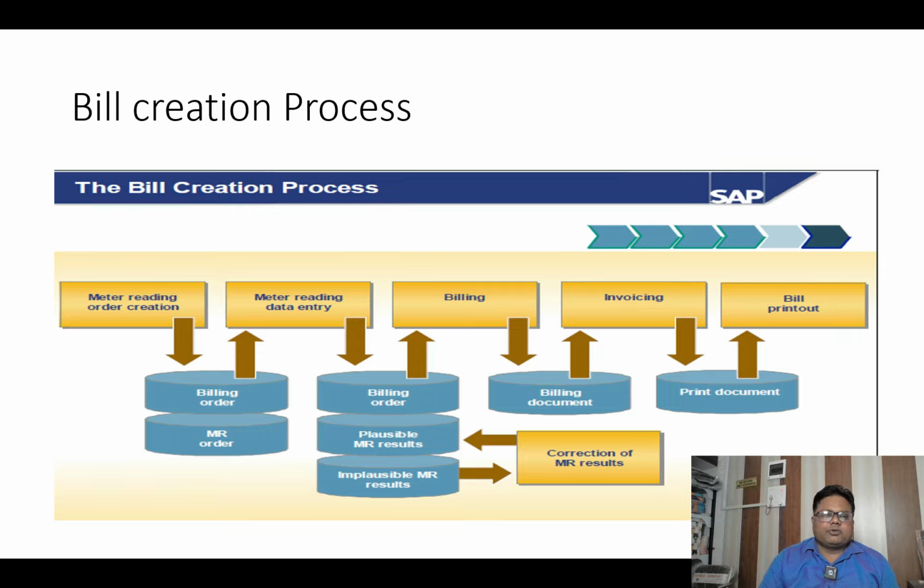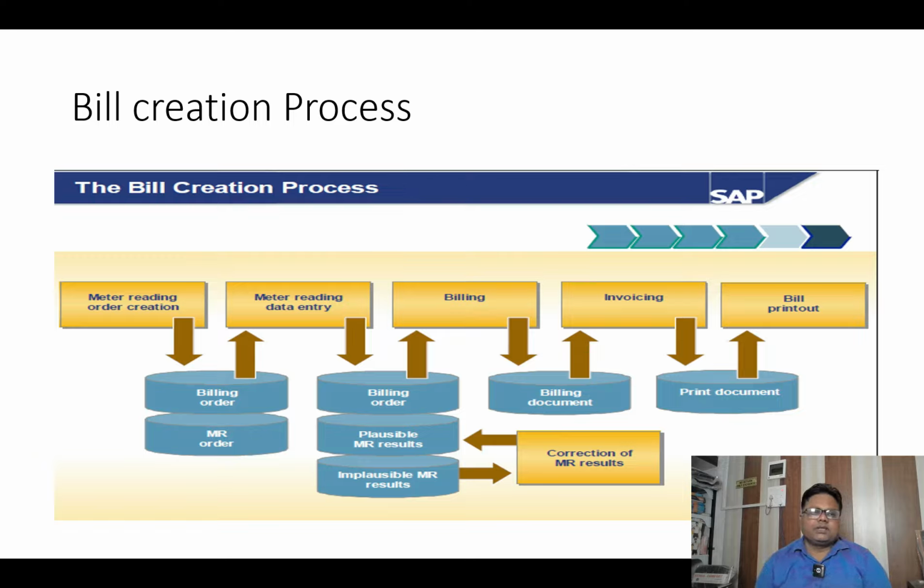So, in the bill creation process, first we create the meter reading order. When we create the meter reading order, the billing order is automatically created. We just have to create the MRO, and the billing order is created automatically. After the MRO entry, we get the meter readings, then we upload the meter readings. That is your meter reading entry.